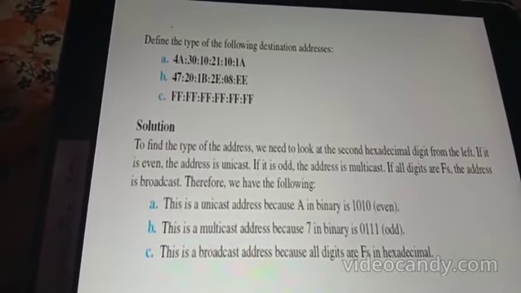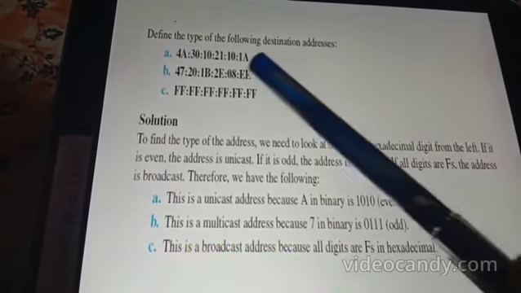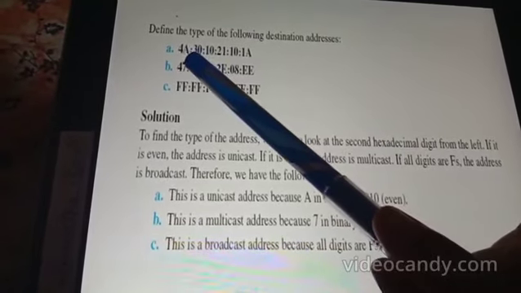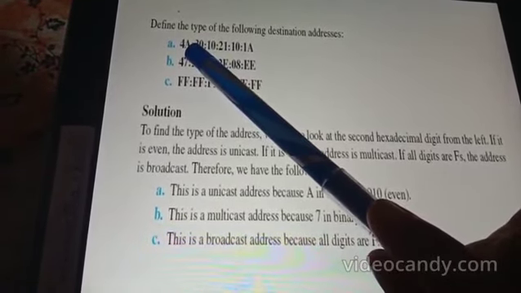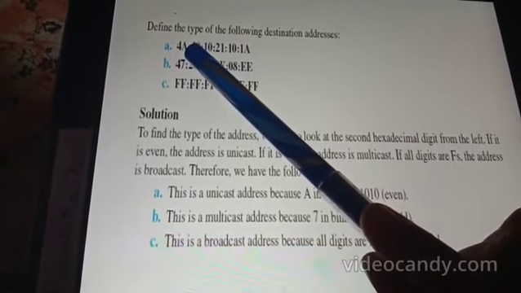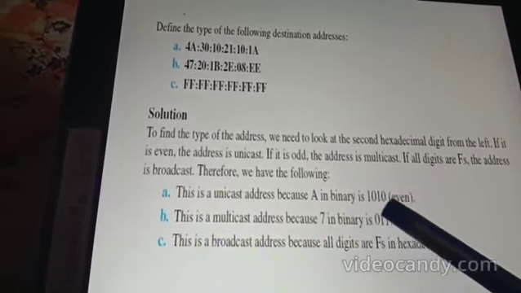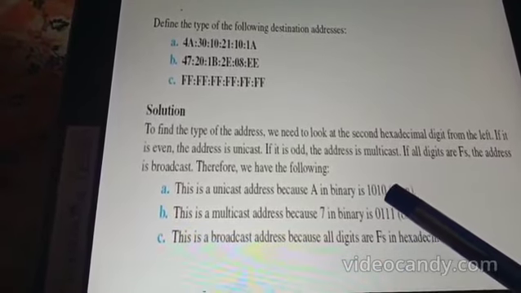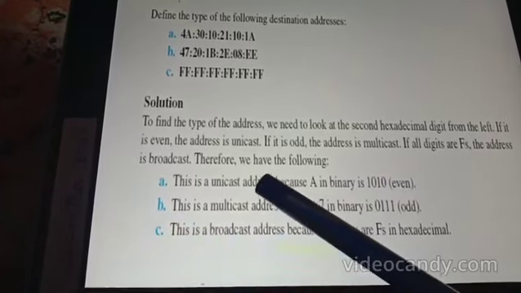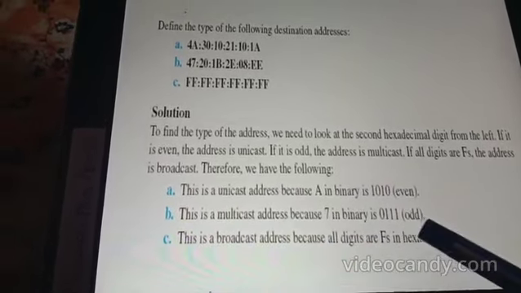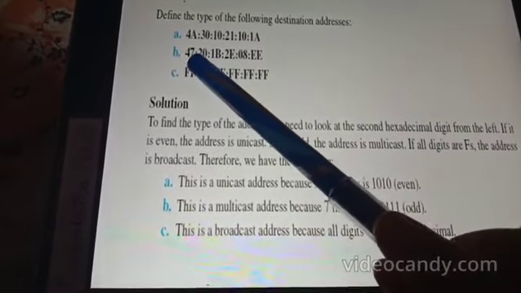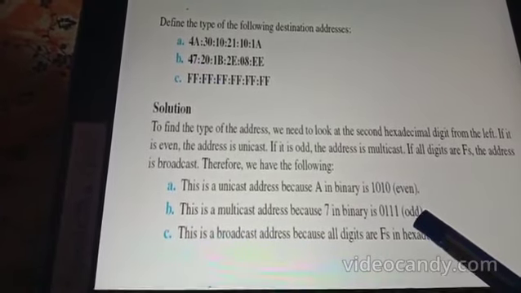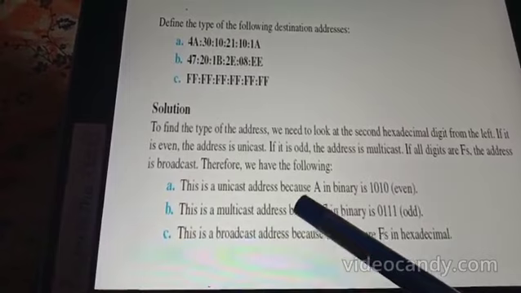Now define the type of the following destination addresses. Consider the first one. You need to tell what type of address it is. By looking at the second hexadecimal digit in the given address, it is A. A in binary is 1010, which is an even number. When it is even, that is, 0 is the least significant bit, I can clearly tell it is a unicast address. In the second address, the second digit is 7. So 7 is an odd number, and you can tell it is a multicast address.